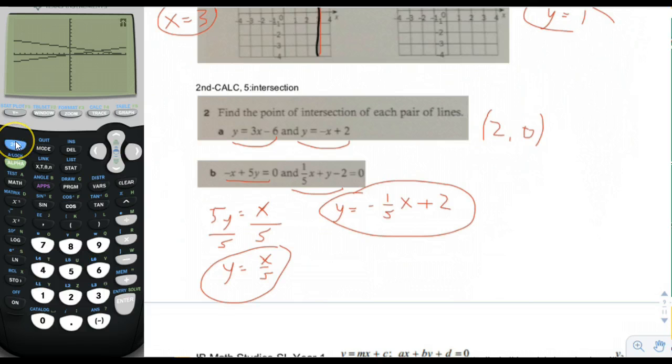So second calc intersect, which is 5. And then the first curve, x divided by 5, yes. Second curve, negative 1/5 x plus 2, yes. Guess, it doesn't really matter what you put because there's only one intersection. If there's more than one intersection, it matters what your guess is because they'll always try to find the intersection closest to your guess. So the intersection is (5, 1). Okay, and that's it for this page.